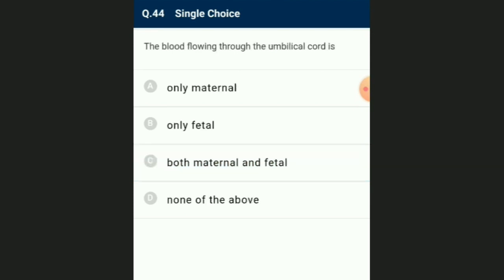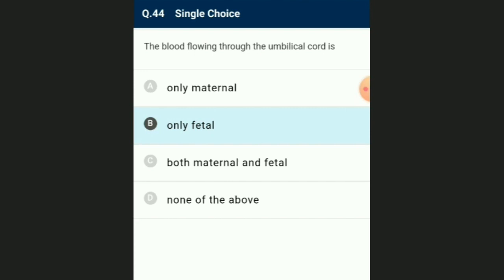Question number 44. The blood flowing through the umbilical cord is. Pregnancy is established approximately 1 week after fertilization. The blastocyst embeds itself in the thickened wall of the uterus through a process called implantation. Implantation is followed by the appearance of finger-like projections on the trophoblast called chorionic villi, which are surrounded by the uterine tissue and maternal blood. So the answer for this question is option B.